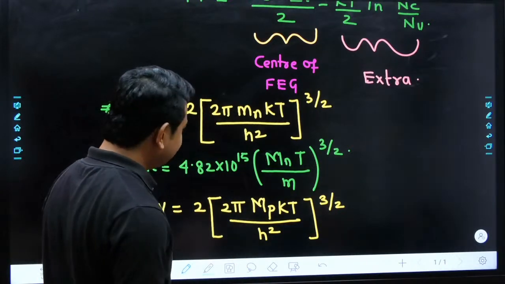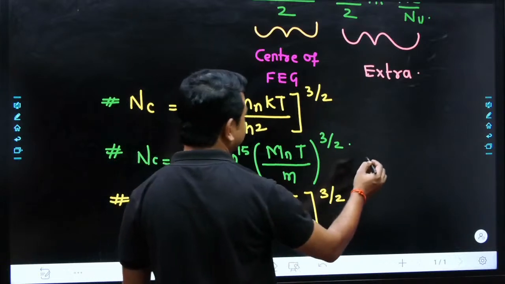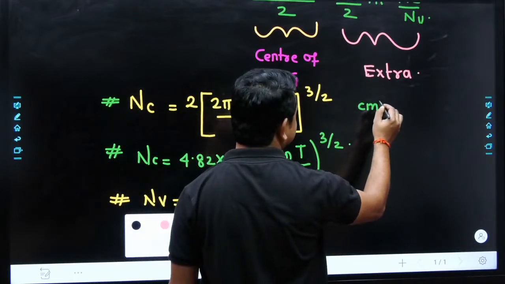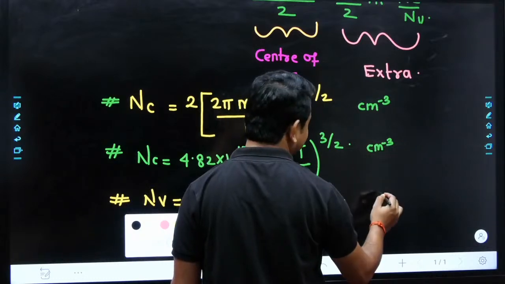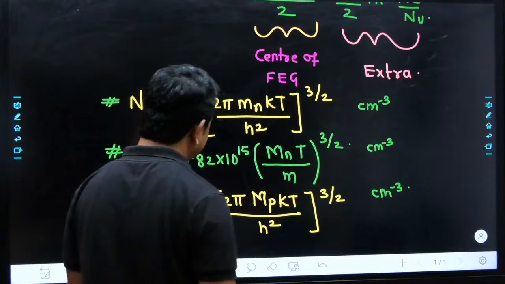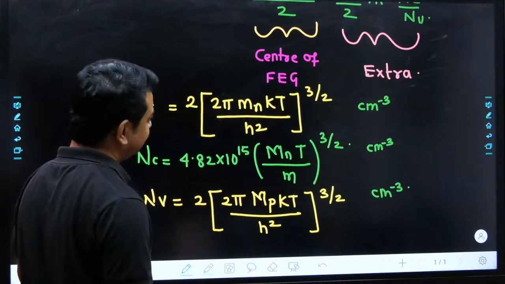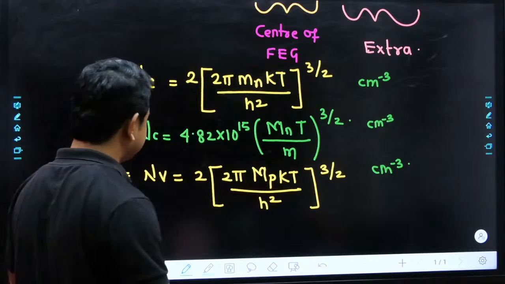The unit is per centimeter cube. This is the density of states and the unit here is per centimeter cube. Here also we have per centimeter cube as the unit, and here also per centimeter cube is the unit. I am just talking about the formula. You have to take care of the units also, because this is density of states.